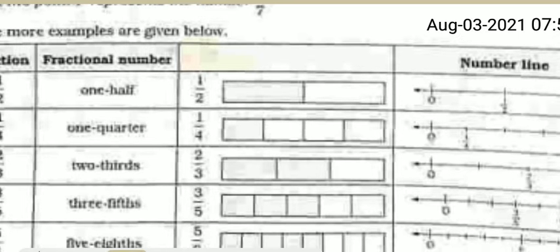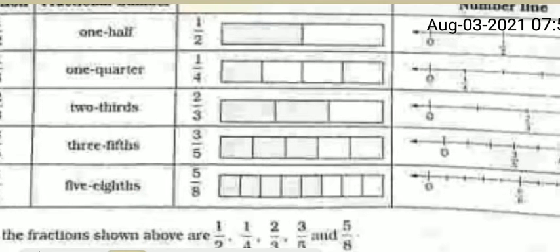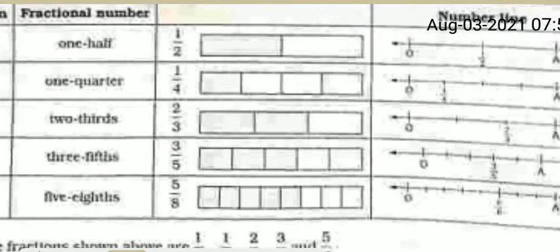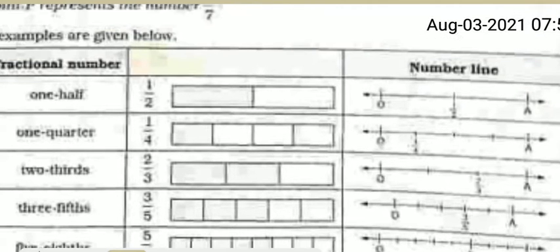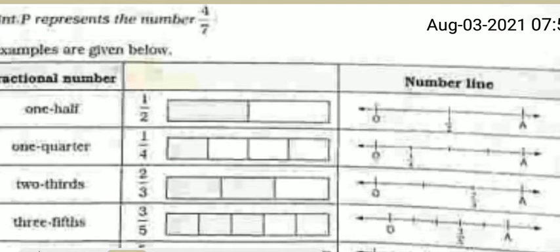Here some more examples are given below. The fraction 1/2 we can write as the fractional number 1/2. 1/4 we write as 1/4. 2/3 we write as 2/3. Okay. 3/5 is a fraction and the fractional number will be 3/5. 5/8, the fractional number will be 5/8. And in this way, it is shown here in the strip and in the number line. Okay.